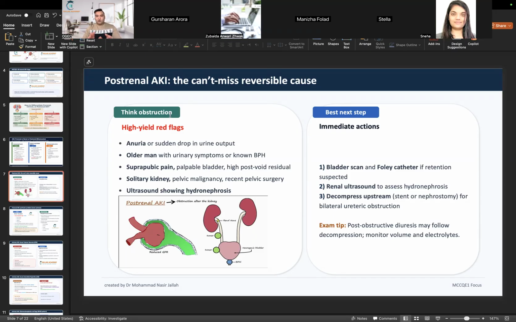Think obstruction. When do you think about the obstruction? You have a patient. The patient has acute kidney injury. Now, what makes you think that it might be obstruction? If the patient has anuria, that is one clue. These are the clues that help you to suspect the patient might have obstruction.